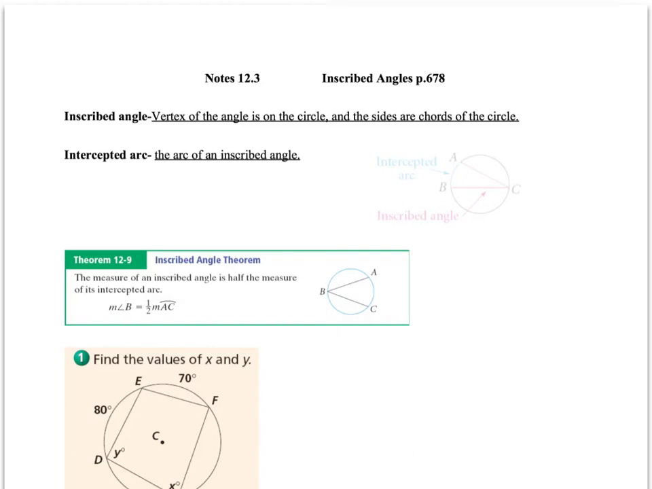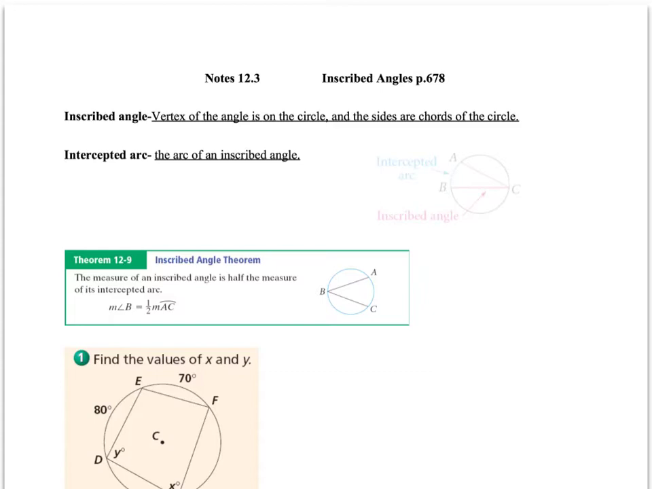Alright, 12.3 notes is all about the inscribed angles. You guys are familiar with the central angles being the same as the arc, and the arc being the same as the central angles. But what happens when the vertex of your angle is not right at the center and it's on the other side of the circle? When this situation happens, we have a different formula, which isn't too difficult.